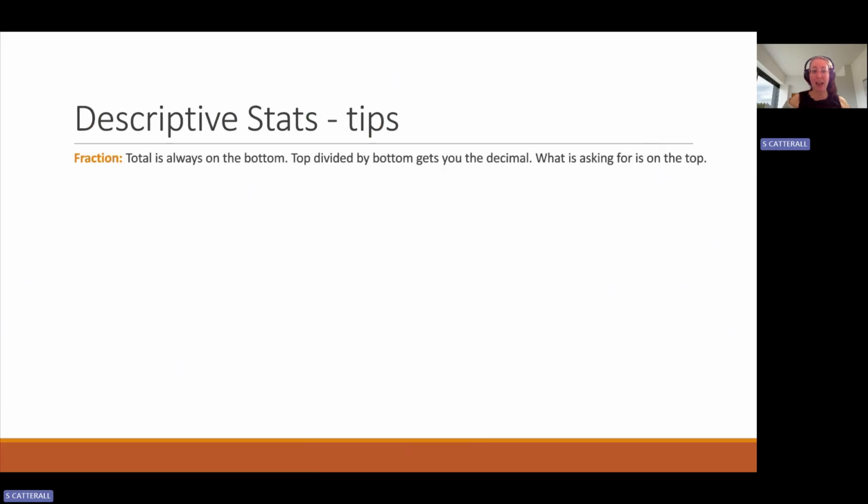For fractions, again, the total is always on the bottom and what they're asking you for is always on the top. And if you put it in your calculator, the top one divided by the bottom, it'll turn it into a decimal for you. So you don't have to use the fraction button, you can just put it into your calculator in that way.